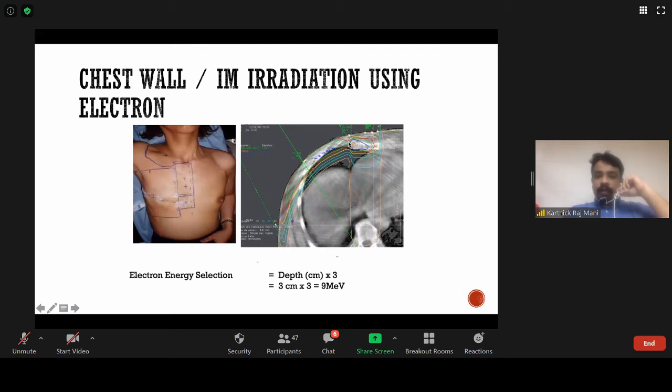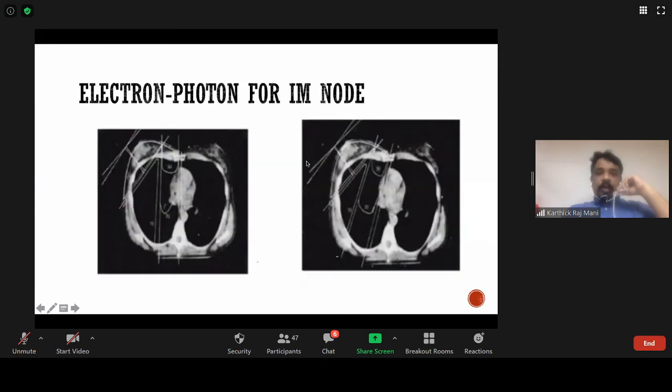It's a typical distribution when you have an IM as well as the chest wall. When you have a junction between the electron fields, this will be the typical junction. You'd have a very good coverage on your chest wall, and you're giving adequate dose to the IM nodes.